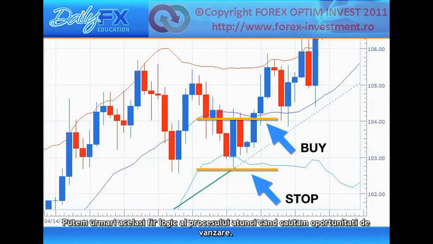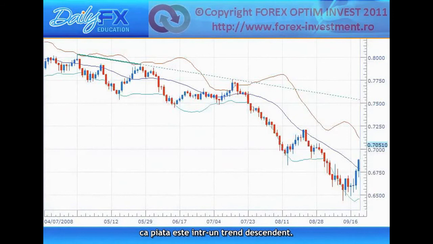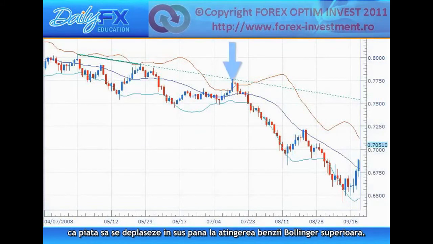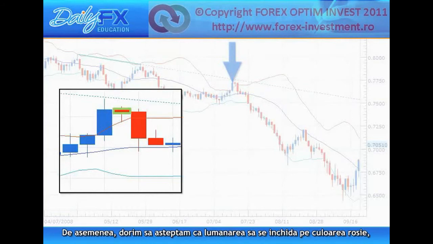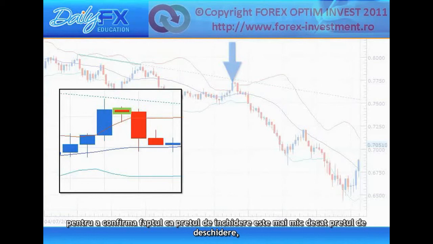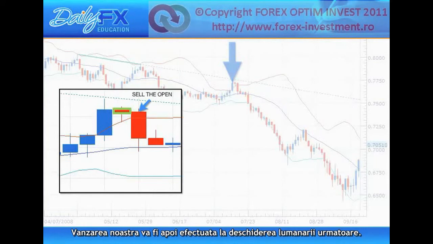We can use the same thought process when looking for selling opportunities. Again, because we're working off of a daily chart, we can confidently say that the market is in a downtrend. Because we're looking for selling opportunities, we want to watch for the market to move up to touch the upper Bollinger Band. We then want to wait for a red candle to note that there are sellers coming back into the market. We also want to wait for the candle to close red to confirm that the closing price is lower than the opening price, which is what identifies the candle as red. Our sell will then be at the open of the next candle.